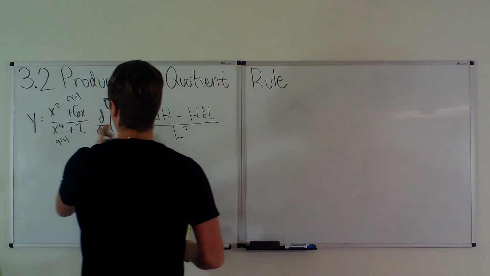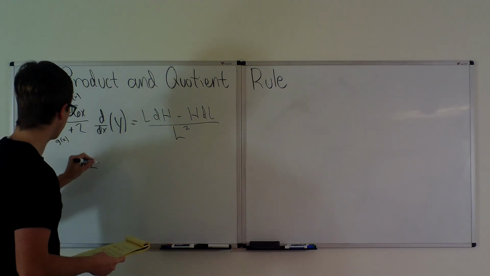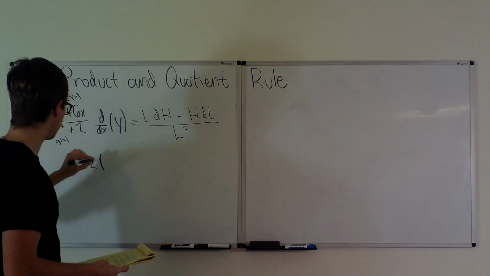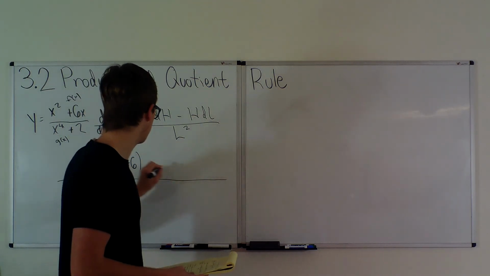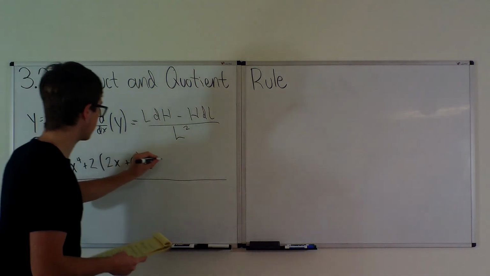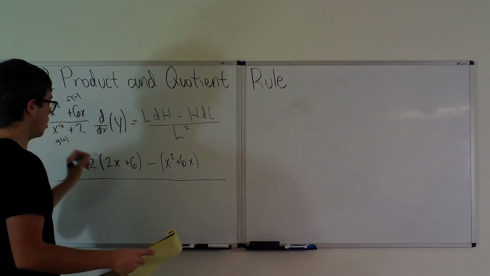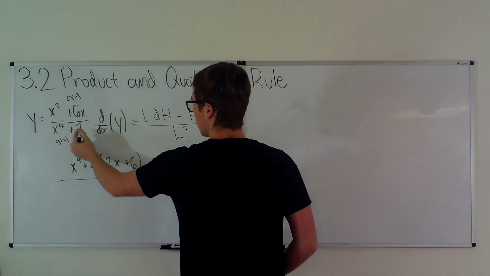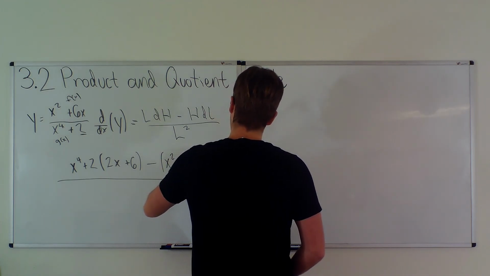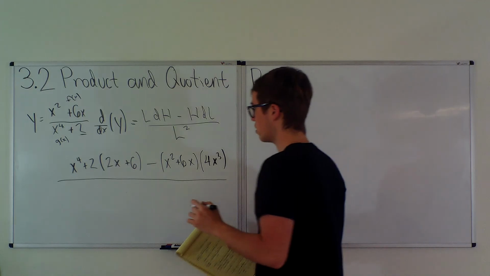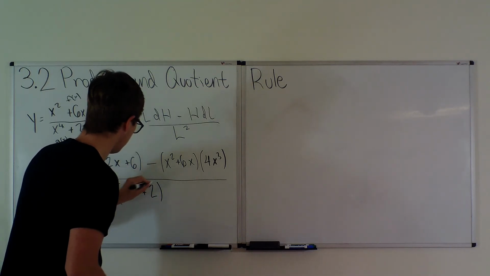So let's do it. It's x to the fourth plus 2, low, times the derivative of high, x squared plus 6x, which by the power rule is 2x plus 6, minus high, x squared plus 6x, times d low. What's the derivative? Well, by the power rule, the derivative of the 2 is 0, and x to the fourth is 4x cubed. Divided by the square below, and then you get x to the fourth plus 2 squared.